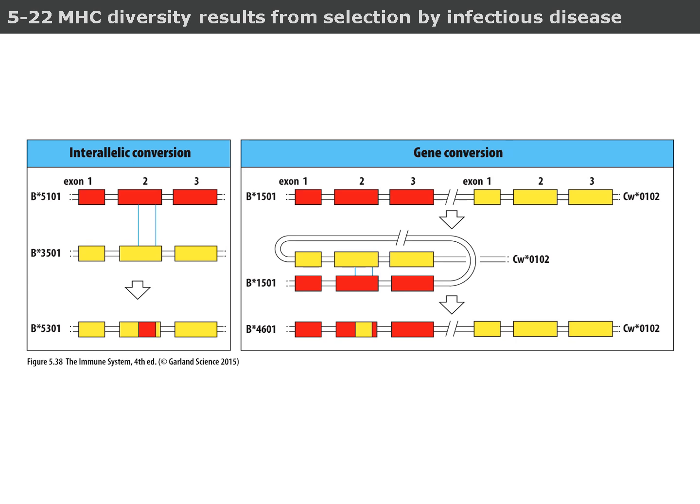On the right is gene conversion, where a segment of DNA from one gene, such as CW102, is copied into a different MHC gene like B1501. This non-reciprocal transfer results in a novel variant, such as B4601, with a patch of sequence from another gene. These processes contribute to the extensive polymorphism seen in MHC loci, enabling the immune system to recognize a broader array of pathogens and adapt to evolving infectious challenges.